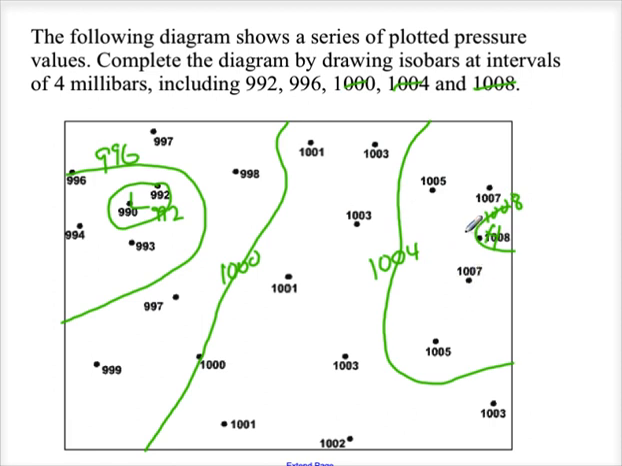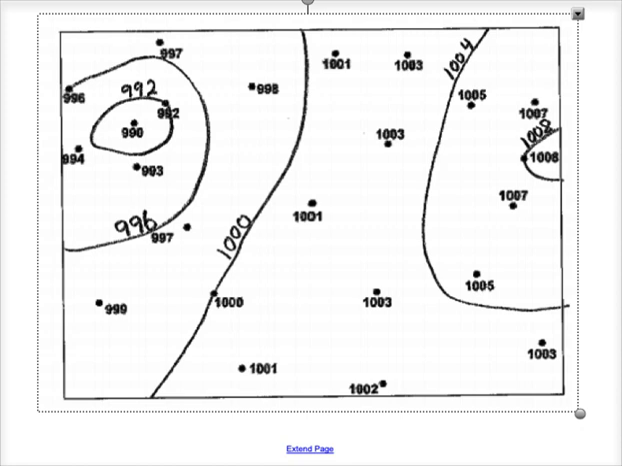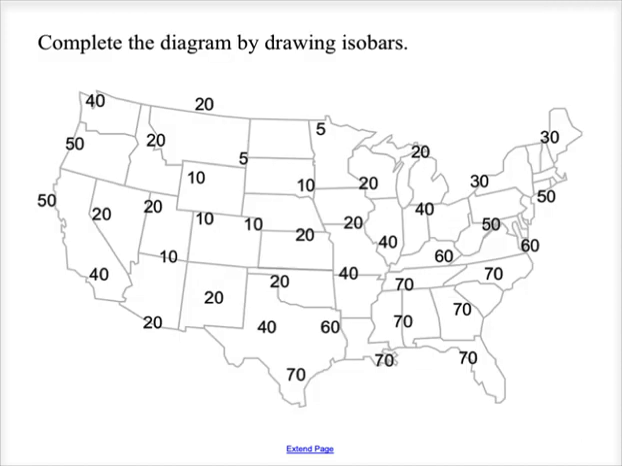Now in general, wind will blow from your highs to your lows. And in general, if you had to draw where there's rain, there's going to be rain over the lows. Here was the answer key for that. Let's take a look at it. It looks like we did a pretty good job of drawing in the millibars. So let's look at another sample right here.